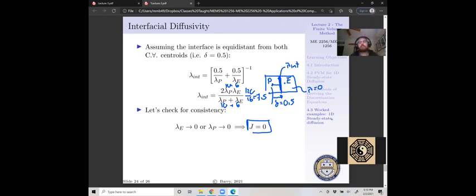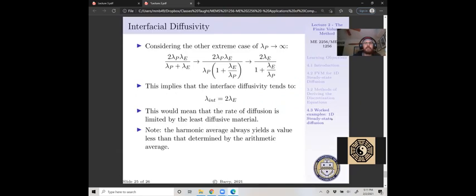It's 7.5. Now we go, okay, the harmonic average is really, really great for a situation where we have an insulator, and we want a zero flux condition. But if we use it throughout our domain, it's going to give us a value different than arithmetic averaging, i.e. linear interpolation. That is to say, our harmonic average is always going to yield a lesser value than determined by our arithmetic average. And there's another way to look at this.